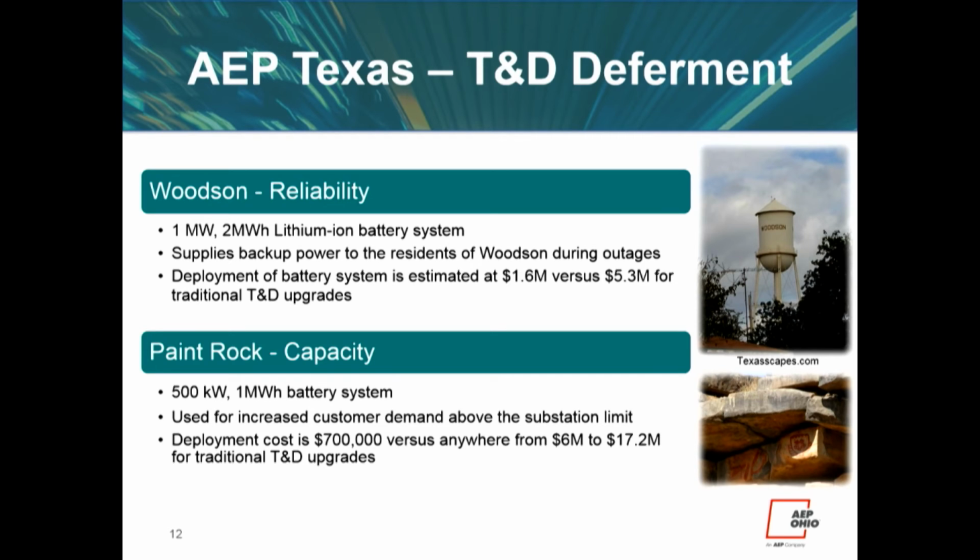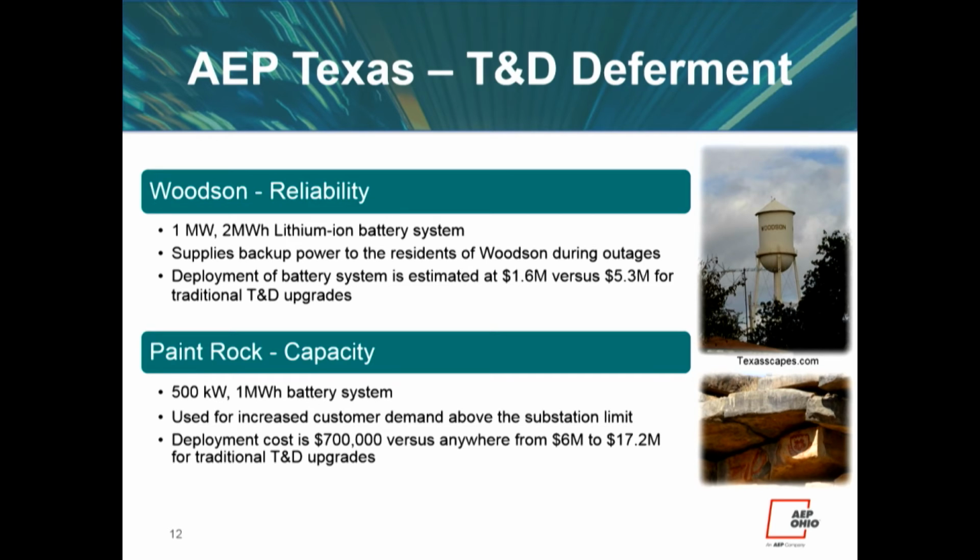Let's start with Woodson, Texas. In that case, AEP Texas was looking to put in a 2 megawatt hour lithium ion battery system to resolve a reliability concern. As you can see, it was a $1.6 million estimated cost for the battery, versus traditional T&D improvements to resolve that reliability concern, which would be around $5 to $5.5 million in cost.